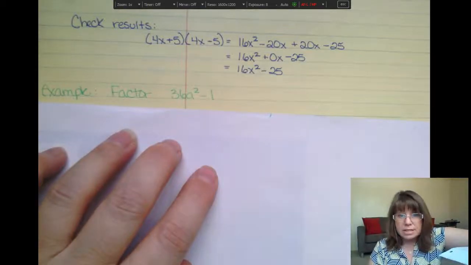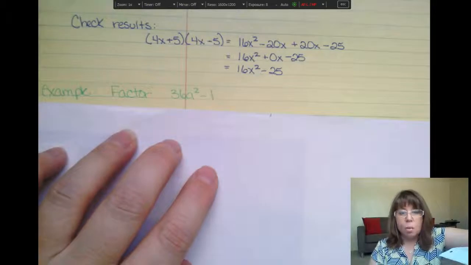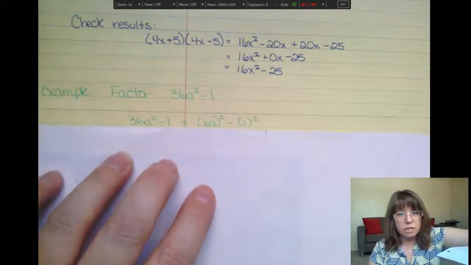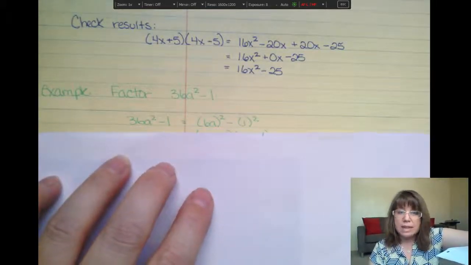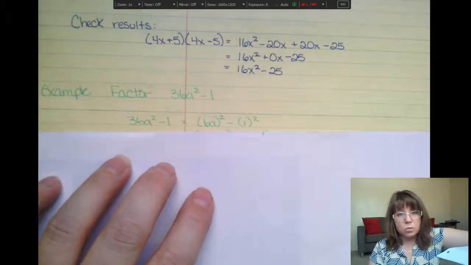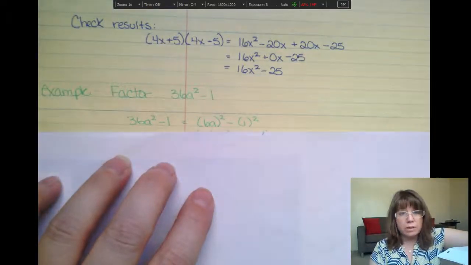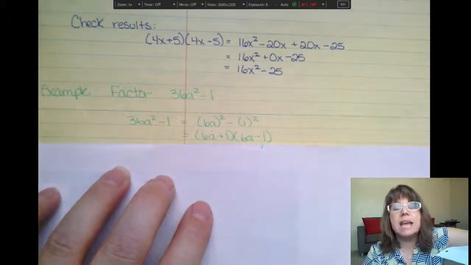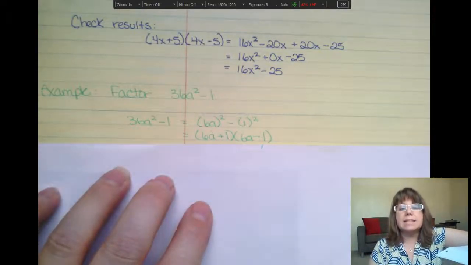Well, 36a squared, that would be 6a quantity squared. And 1 is a perfect square because it's 1 times 1. So given that power in my hands, I can rewrite 36a squared minus 1 as quantity 6a squared minus 1 squared. But now I write it up into its factors, 6a plus 1 and 6a minus 1.